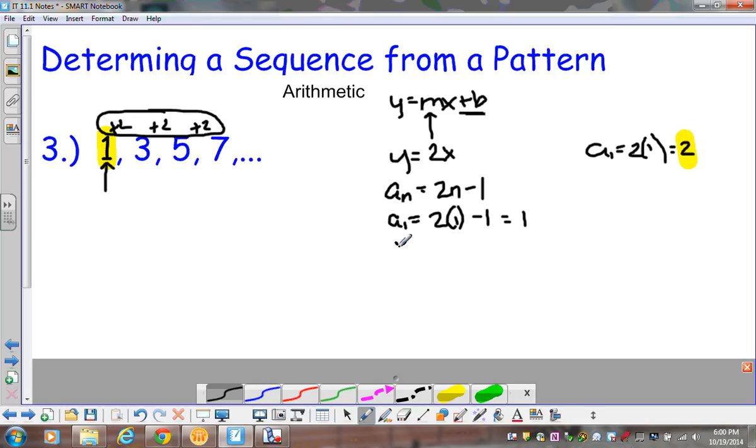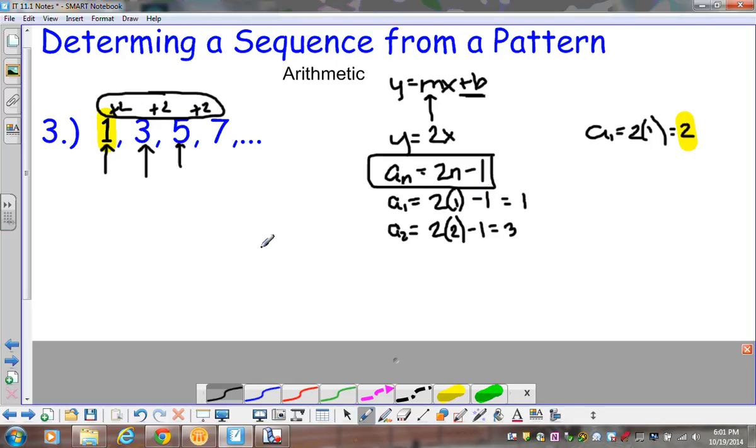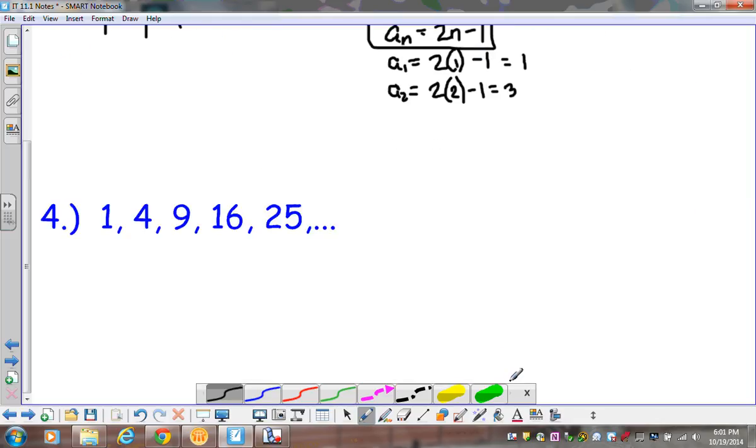Let's make sure this is going to fit. A sub 2, my second term, should be 2 times 2 minus 1. Well, 2 times 2 is 4, and 4 minus 1 is 3. My second term should be 3. Let's try one more. My third term should be 5. So I have 2 times 3 is 6, and 6 minus 1 is 5. So that's what my particular pattern is. If I'm asked for the pattern, then you're just looking for your equation. Now, the second one is a little bit more difficult.